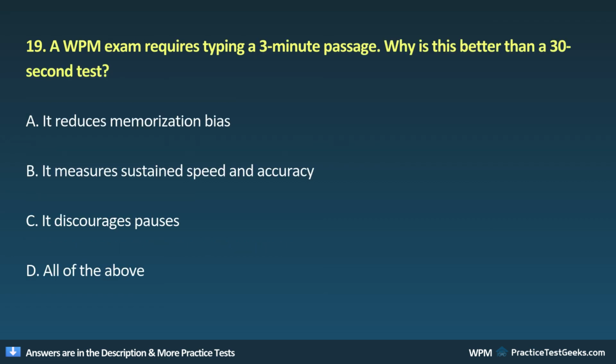19. A WPM exam requires typing a 3-minute passage. Why is this better than a 30-second test? A. It reduces memorization bias. B. It measures sustained speed and accuracy. C. It discourages pauses. D. All of the above.